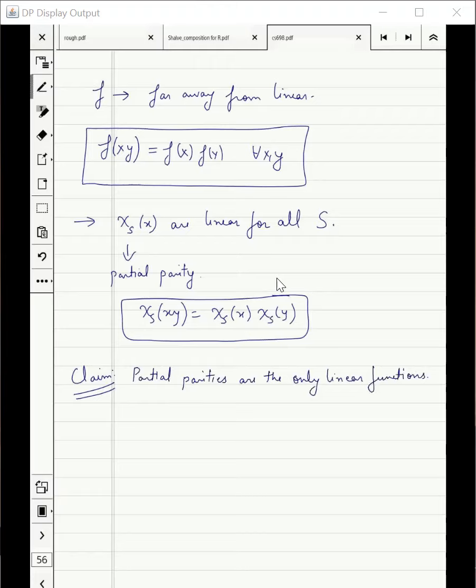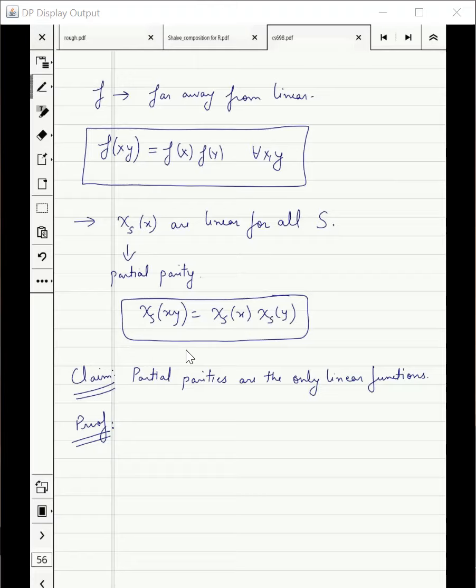Sounds good. Obviously you don't know the proof, but the claim is clear, right? We know that all the partial parities are linear. We are claiming that these are the only linear functions. Just by show of hands, how many people believe the claim? Vit and Vatsal. No one else? Anindya also. Okay. So this claim is actually correct.